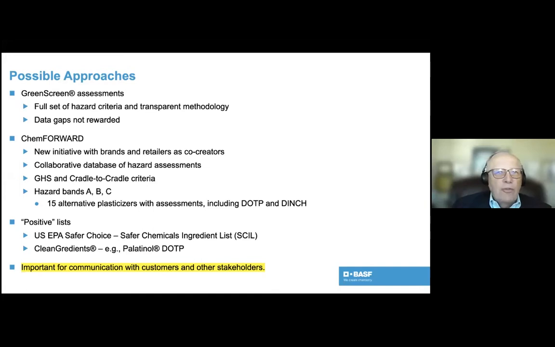Also, our customers very often may know what we know, but they have to communicate with their customers, and very often their customers are the brands and retailers. And one of my customers said, yeah, we don't require this, but it really helps us being able to promote our products. So again, I think this is something that will be increasingly important in the future.